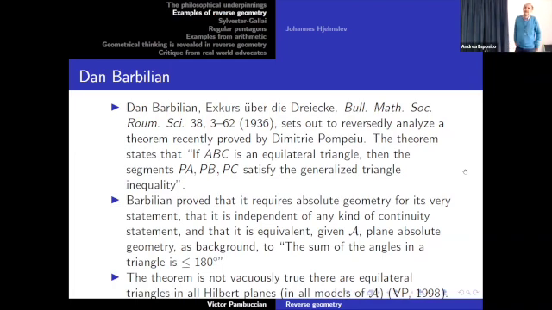Huh? I was surprised that this was unknown. I proved it in 1998 with a great amount of difficulty. It's not easy at all to show that there exists an equilateral triangle in absolute geometry. So in Hilbert planes, yeah, it's not vacuously true. These actually exist everywhere.